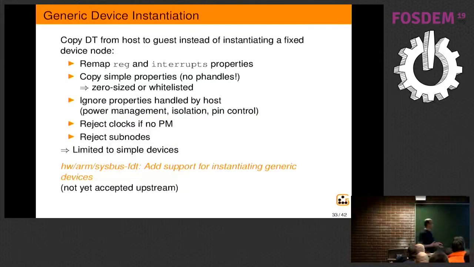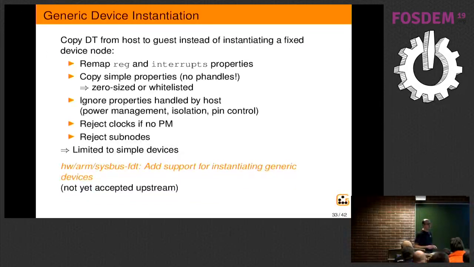So the register and interrupt properties are remapped. All simple properties can be copied from the host. Basically, simple properties are the ones that do not have phandles. They do not refer to other nodes, so they can be copied. Unfortunately, DT does not have a system where it provides type information, so that was a bit difficult.